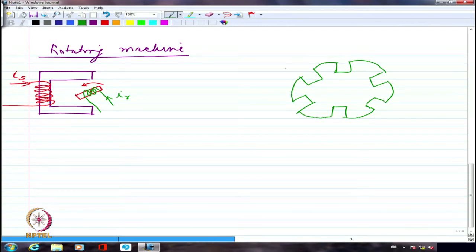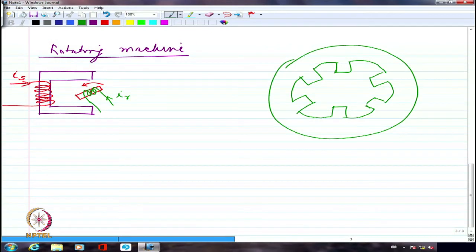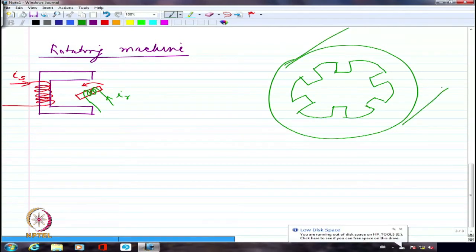So this is the stator. Imagine it's the cross section and it is a cylindrical machine. So I'm showing essentially this expanding into the paper. Fine. Now I may call this A, A dash, B, B dash and C, C dash. So I have three pairs of poles.